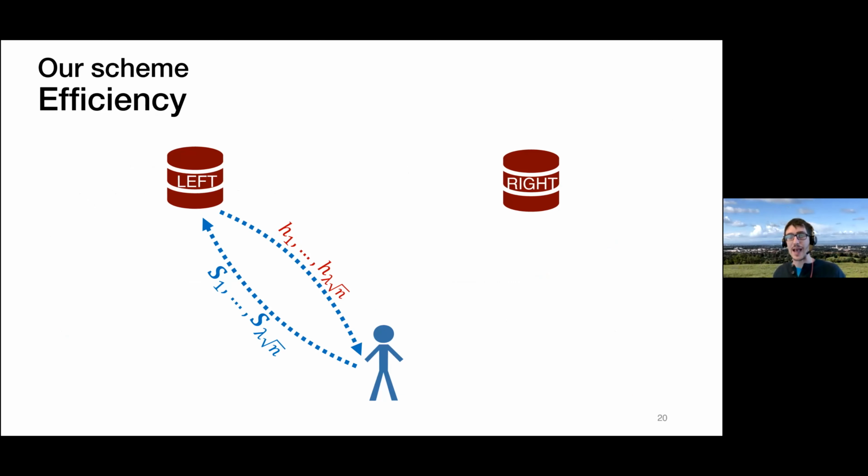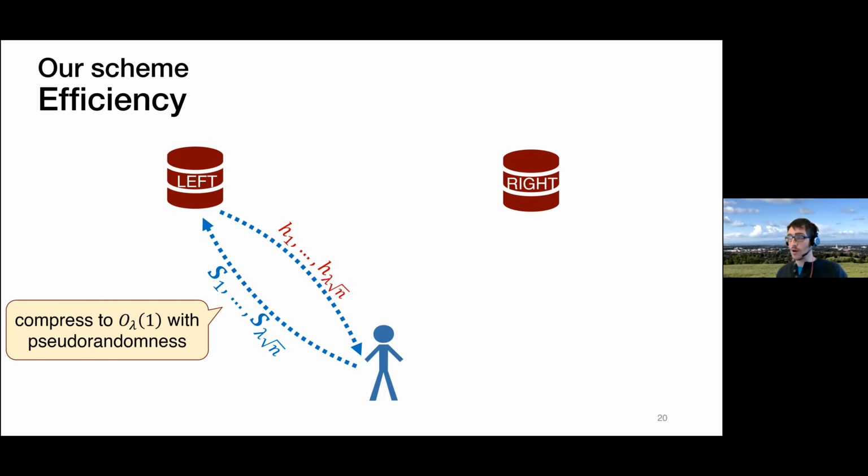Okay, so now let's analyze the efficiency of the protocol. In the offline phase, the client needs to send lambda square root n random sets to the left server and obtain their hint bits. Just naively sending a description of these random sets would take too much communication, but these are just random sets. And so the client can just send a random seed to the server, and the left server expands the seed in order to generate the random sets on the server side, therefore reducing the communication. And then the communication in the offline phase is just dominated by those lambda square root n hint bits. And so you get order square root n communication in the offline phase.